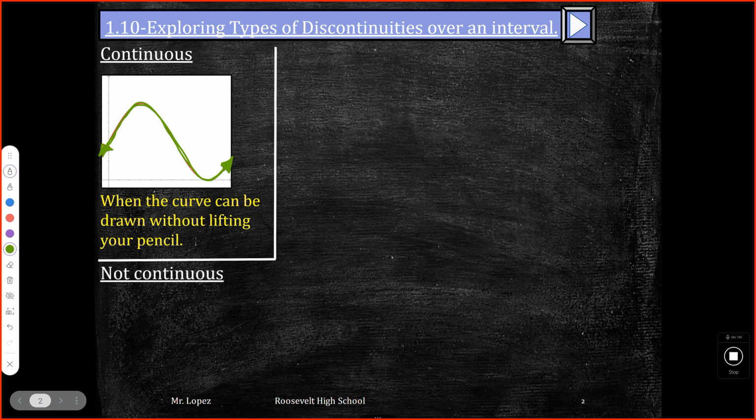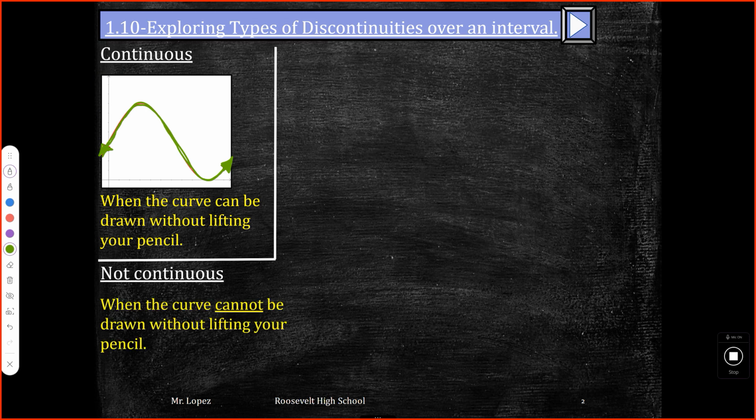When is it not continuous? There are 3 types where it's not continuous. And what is not continuous? It is when the curve cannot be drawn without lifting your pencil. Okay, so what are these 3 types of discontinuities?